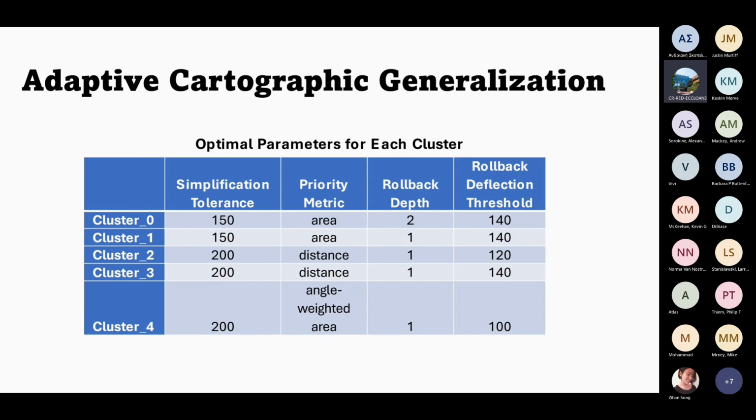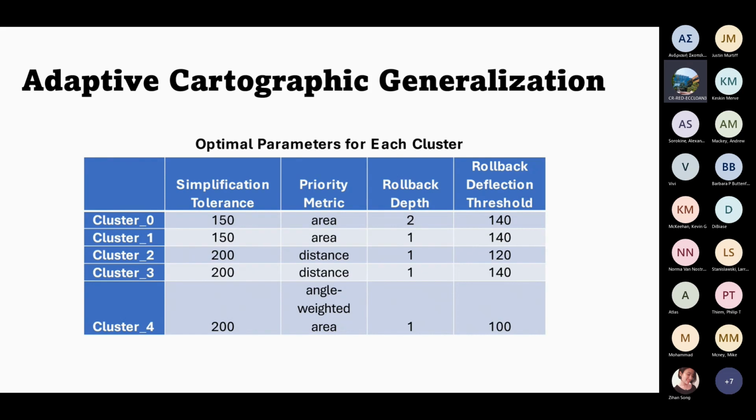So here are the optimal parameters that Sunita found for each cluster. I won't go into details about what these are, what they mean, but I will point out that cluster 0 and 1 have similar parameters, cluster 2 and 3 have similar parameters, and cluster 4 has the most distinct set of parameters, with that priority metric especially being significant.